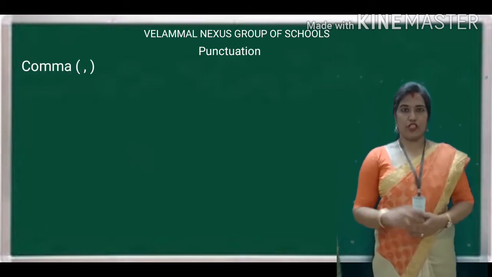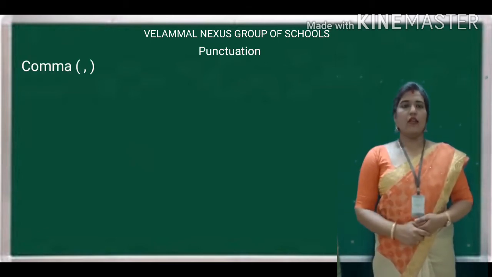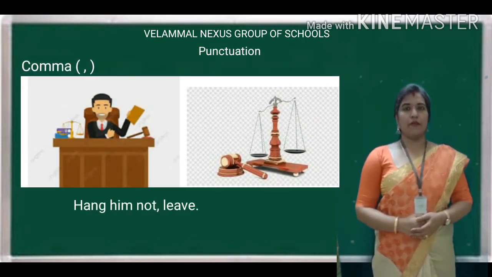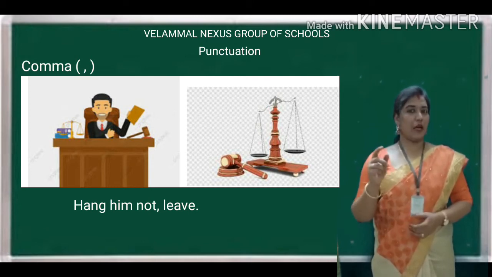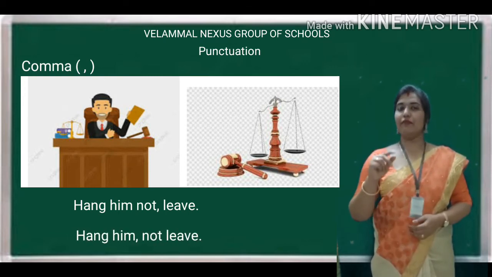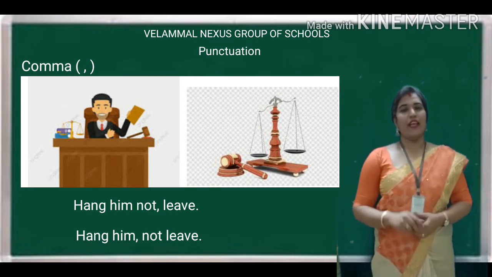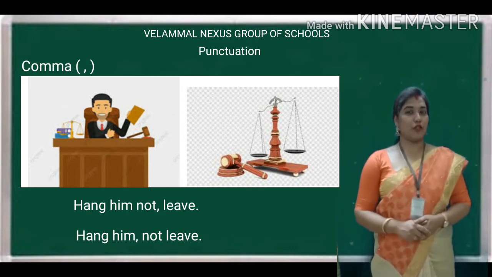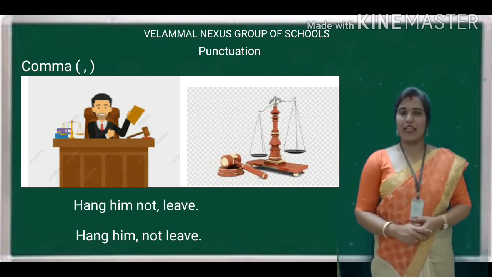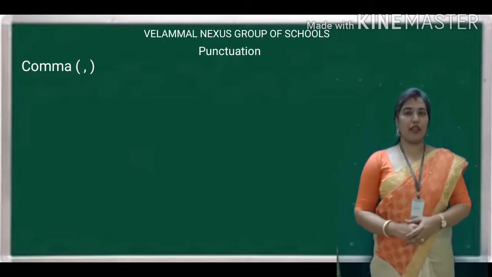Okay, children. Now the next punctuation mark, comma. In a court, a judge declares a judgment for the accused: hang him not, leave. Instead of placing the comma after the word not, he placed it before not. So it becomes hang him, comma, not leave. A small comma, but because of this comma a person dies. So this tiny comma can make a huge impact.